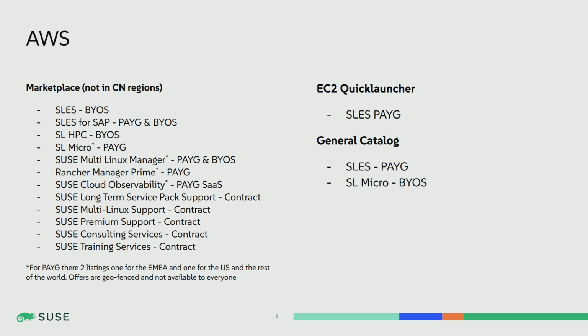You can see that in the EC2 Quick Launcher. That means when you bring up the EC2 console, you will see SUSE Linux Enterprise Server pay-as-you-go. And then in the general catalog, you will also find SUSE Linux Enterprise Server pay-as-you-go and SUSE Linux Micro BYOS.